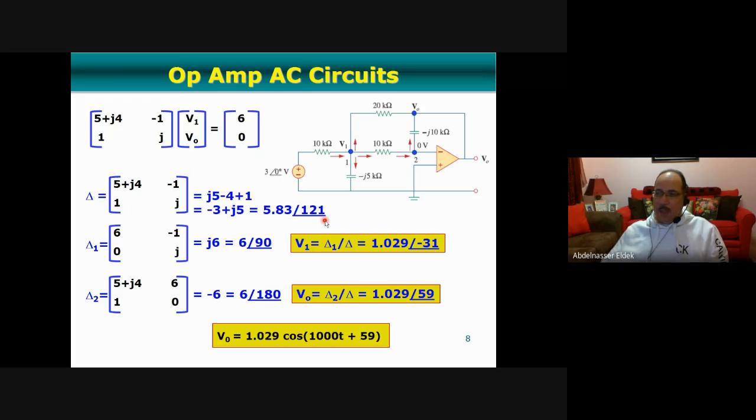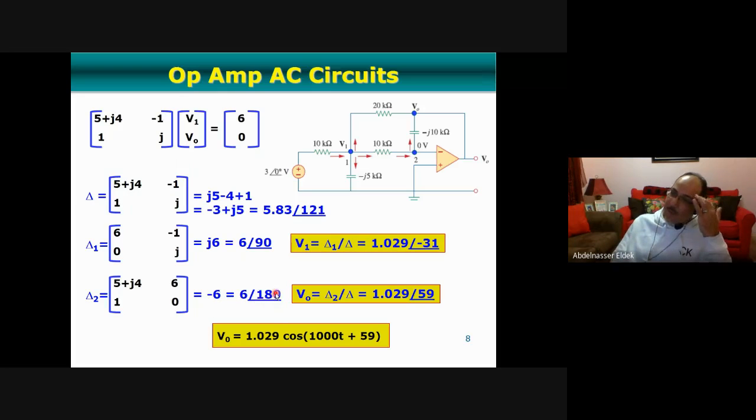For delta 1, it was easy. J6 is 6 at 90. You know J is 90 degrees. And for this one here it is -6. You know negative is 180 degrees. So you can remove this negative and add 180 degrees.